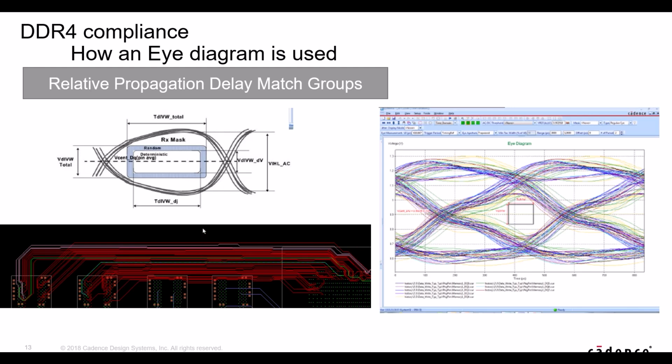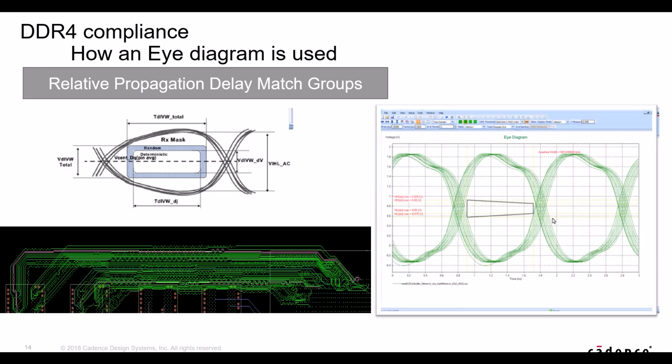So having a difference in relative propagation delay is going to effectively close your eye by shrinking this horizontal distance between the 1 to 0 and 0 to 1 transitions. So not having good relative propagation delay is going to shrink your eye in the horizontal direction, thus making it so if this was the eye mask, it could not fit in there, and then you're not getting compliant.